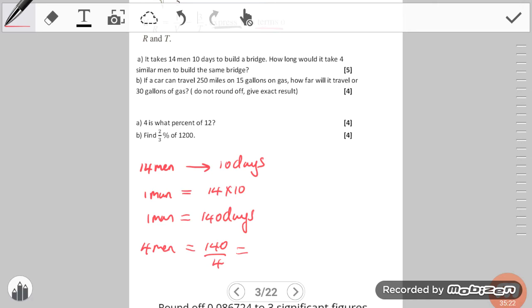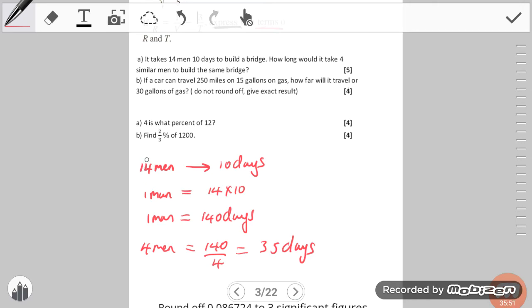So 140, oops, pardon me, 140 divided by 4, that's 35, not 33, but 35. So it would take 35 days for 4 men to do the job. And that makes logical sense. Okay, 14 men would take 10 days, less men will take more time. Okay, and that is just one way of doing the problem.